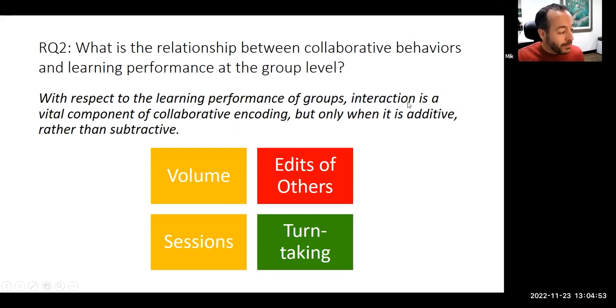So again, interaction is a vital component. The interactive variables have an effect here, but additive rather than subtractive, if you can see what I mean by that. Feel free to hit me with a question anytime, because I know this may sometimes be hard to understand, but I'm trying to make it clear if I can.